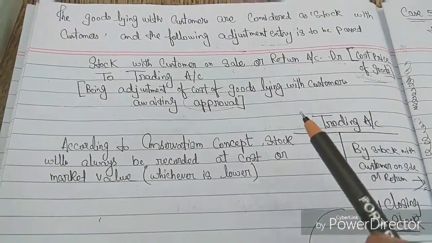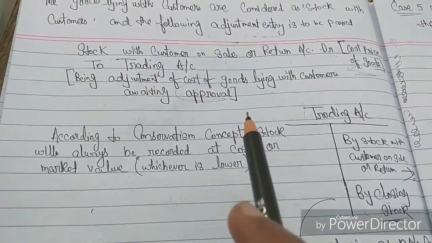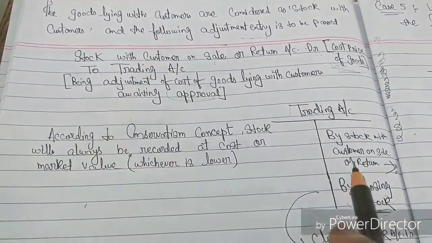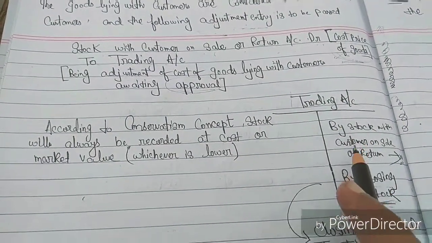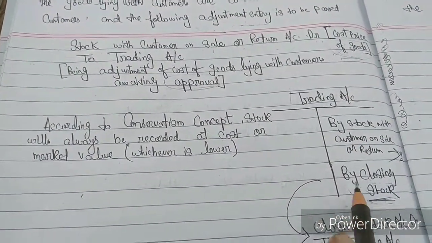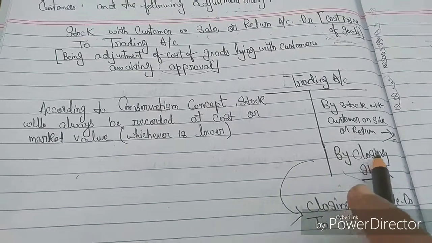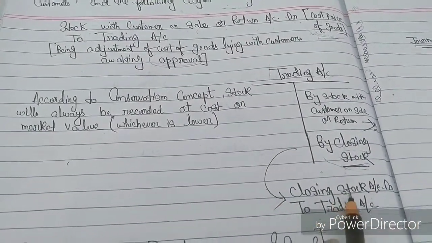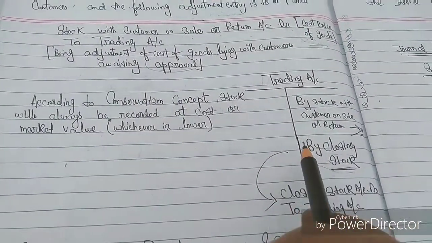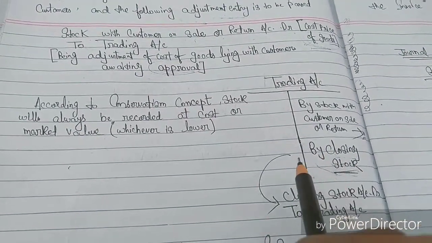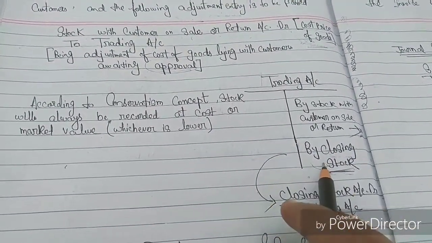Okay. So friends, after this I am going to explain this entry with the help of a trading account. I hope that you all know what a trading account is and how to prepare it. So in a trading account, closing stock is recorded on the credit side of it. So what is the entry? The entry is closing stock account debit to trading account.